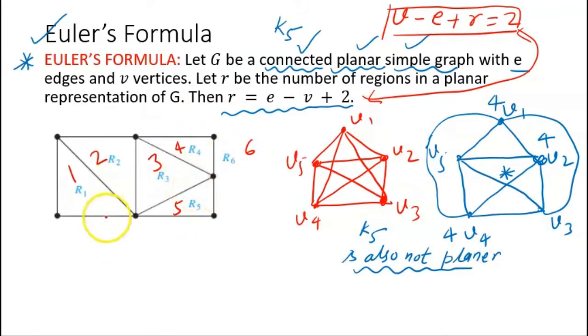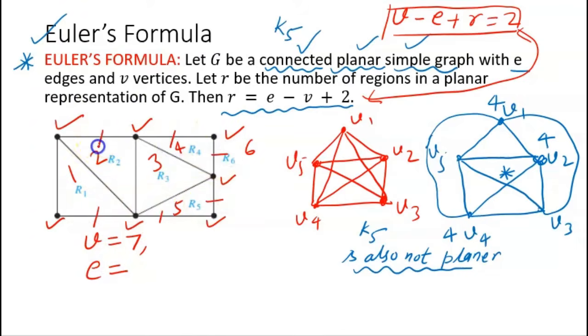So in this given graph, how many vertices are there? In this graph, 1, 2, 3, 4, 5, 6, 7 vertices are there. So the number of vertices V is equal to 7, right? How many edges are there? Let us count it. The number of edges: 1, 2, 3, 4, 5, 6, 7, 8, 9, 10, 11.